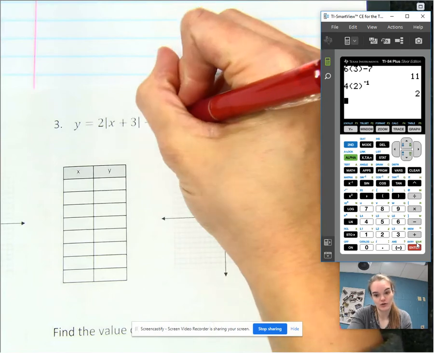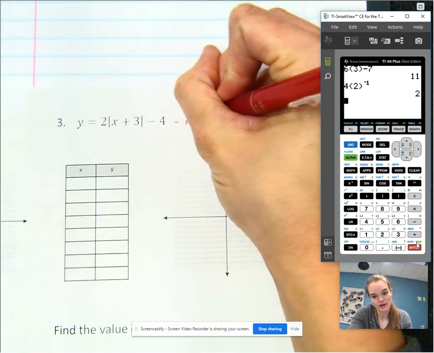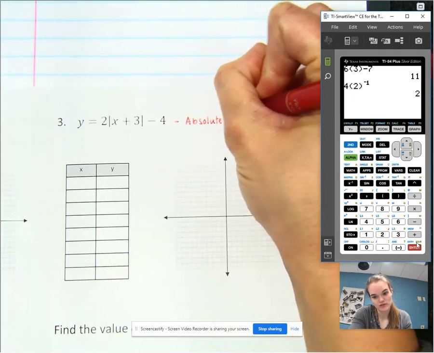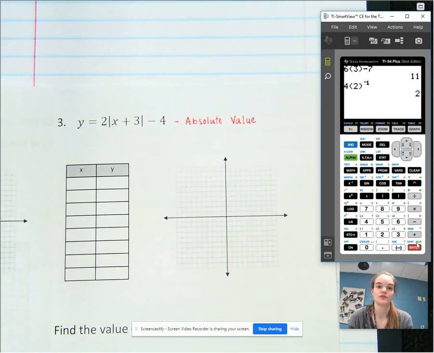Just an FYI while you're doing it, though, this has absolute value bars, so it is an absolute value graph, which means it's going to be in a V shape, the value V, okay? So pause the video, do it on your own.